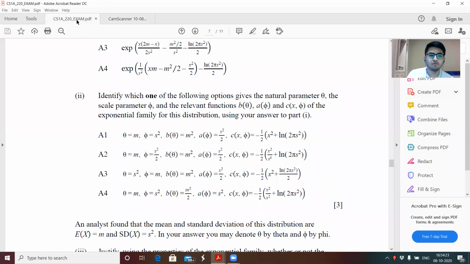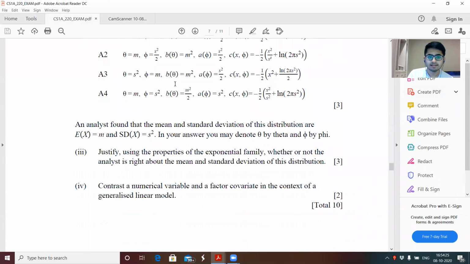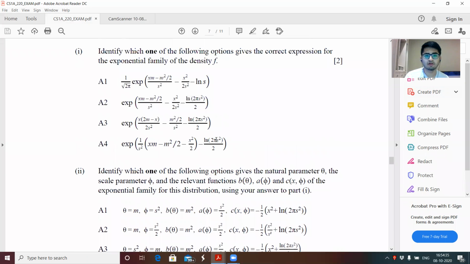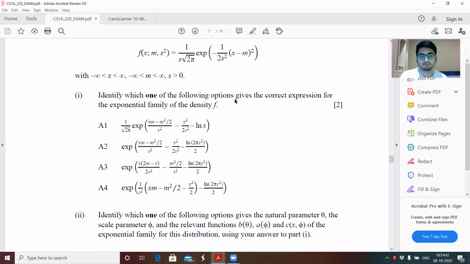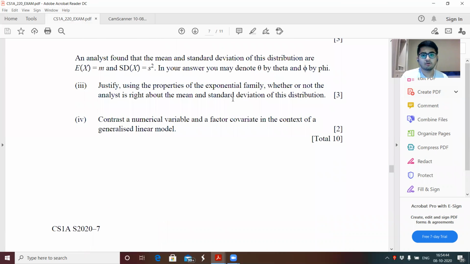Now, moving to the next part, the analyst suggests that the expectation of X is m and the standard deviation is s squared. Okay, so this is what it has mentioned. If you observe the model, I'm getting here s squared, so I know that this term is nothing but the variance of the normal distribution. So we need to comment whether the analyst is right about the mean and standard deviation of this distribution. So definitely it's wrong about the standard deviation of the distribution. That is something we know.